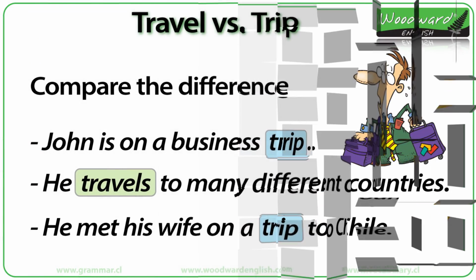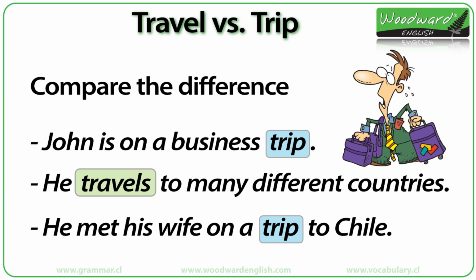Let's compare again with other examples. John is on a business trip. Why do we say trip? Again, because after the article a or an, we need a noun, a tour, a plane, a trip, a noun. We cannot say a travel, no, because travel is not a countable noun. Trip is a noun, and we're talking about a thing, a noun, and not an action, not a verb.